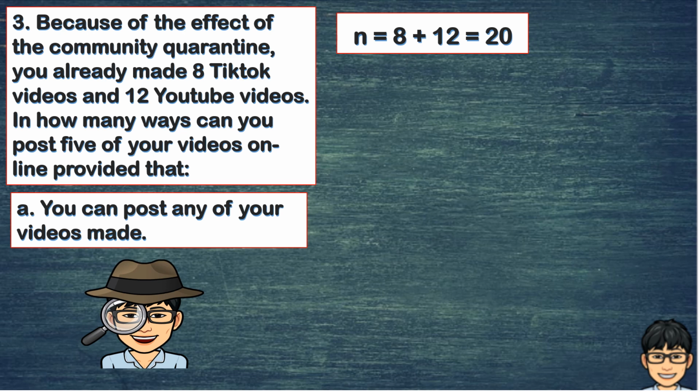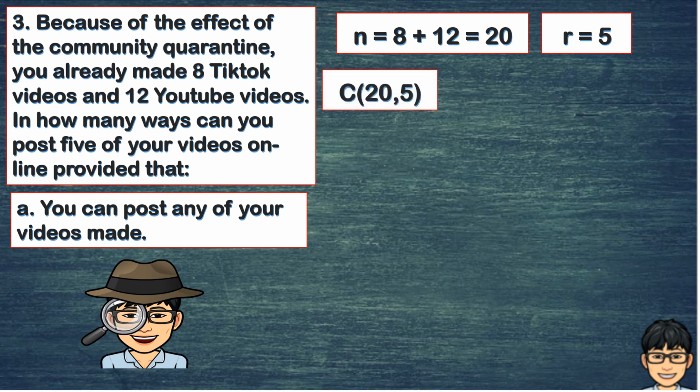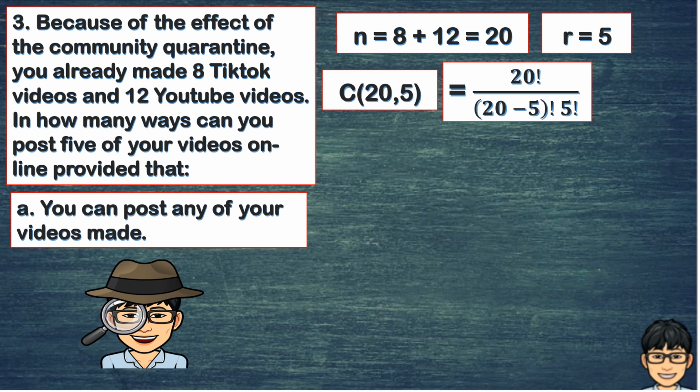8 TikTok videos and 12 YouTube videos. At mula sa 20 videos na meron tayo, pipili lang tayo ng 5. Kaya, ang R natin is equal to 5. So, we have 20 select 5. And that is equal to 20 factorial over the quantity of 20 minus 5 factorial times 5 factorial, which is also equal to 20 factorial over 15 factorial times 5 factorial.